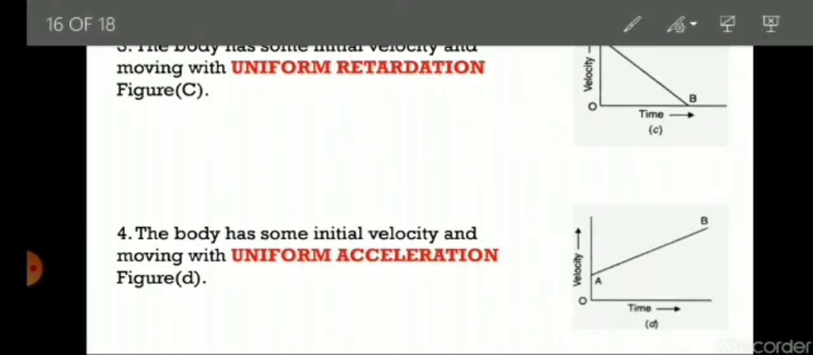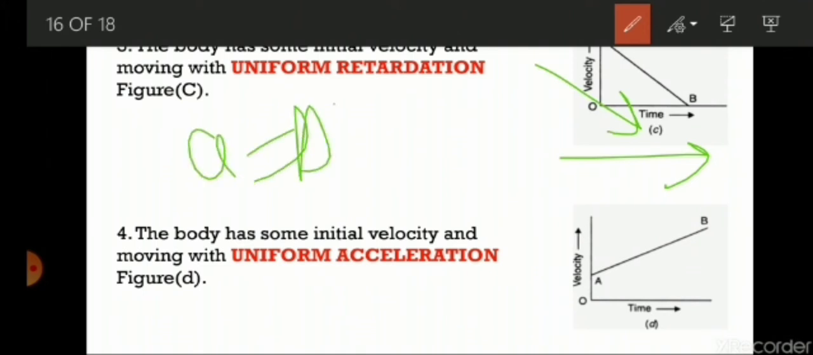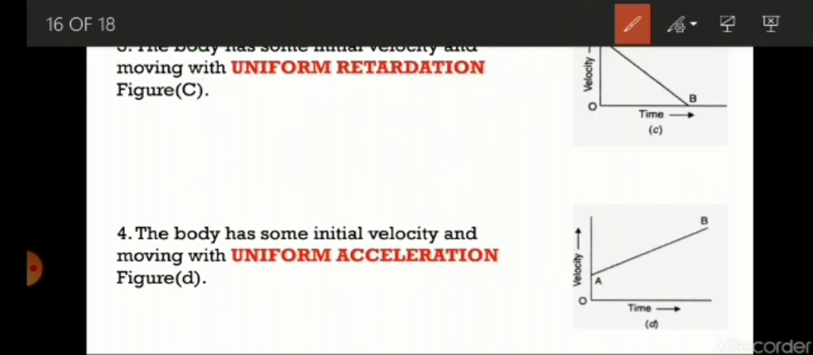Next, time is increasing but the velocity is decreasing. If velocity is decreasing with time, then it will represent a uniform retardation. What will be the non-uniform retardation? If this is not a straight line, if it is curved, then it will be a non-uniform retardation.